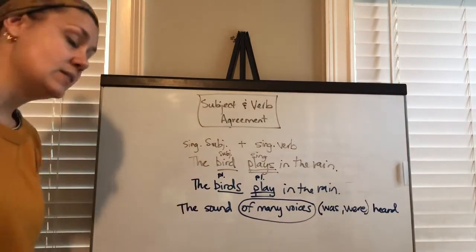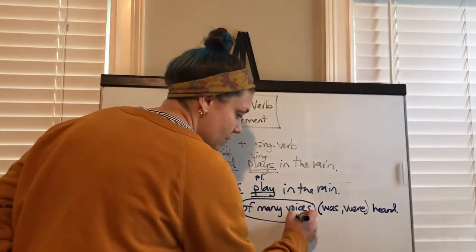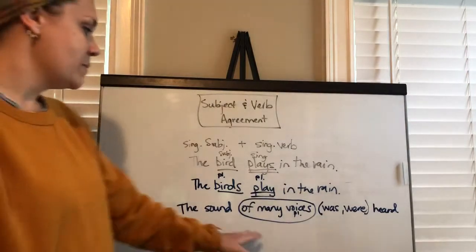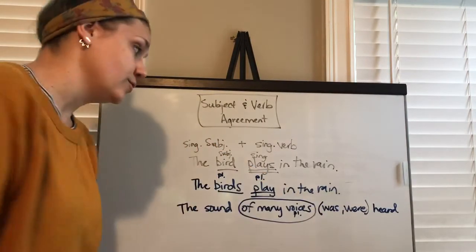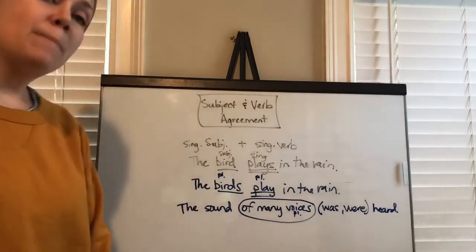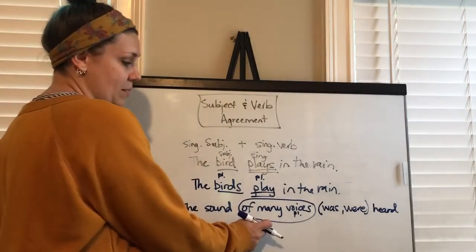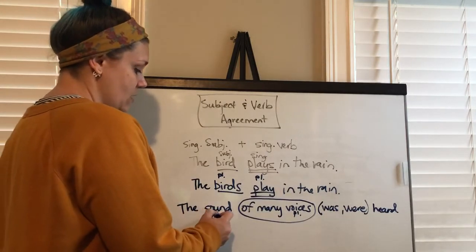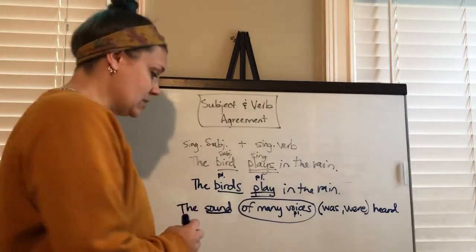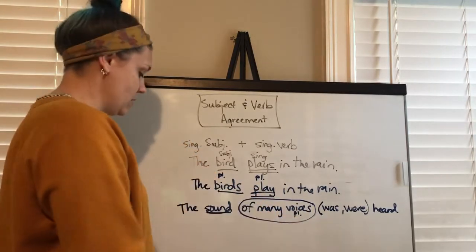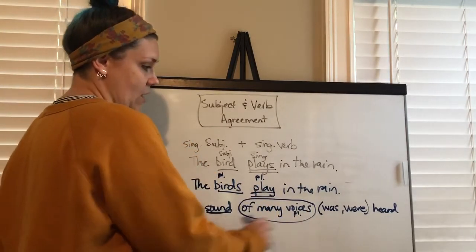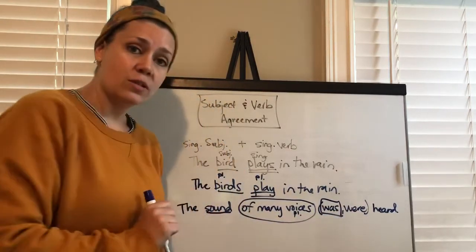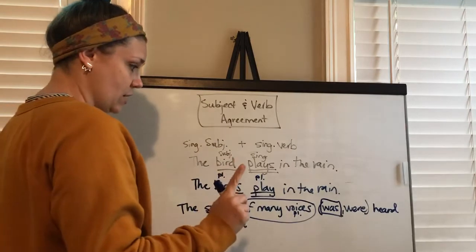Of many voices, voices is plural, right? More than one voice. And so sometimes people would be tricked into choosing the plural verb were here, okay? But that's not our subject. This is just a prepositional phrase that can be taken out of the sentence altogether. And if it is, then we know that the sound is our subject. If we pretend like this isn't here, this sentence would say, the sound was heard. That's how I know that I need the singular verb was, because sound is just one sound. It's just a singular sound, okay?